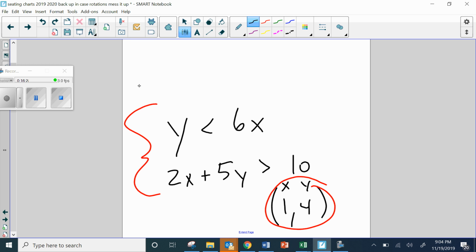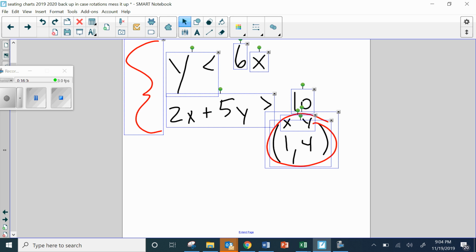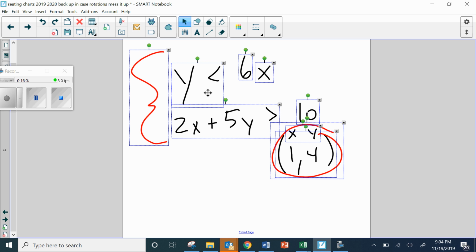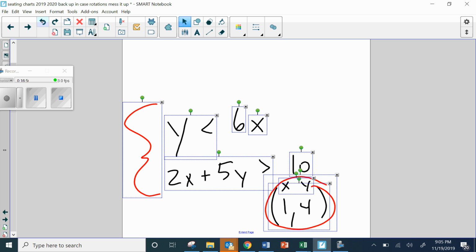Go to 1.5. So I just need to plug in these x and y values and see if they make the solution true. And if it makes both equations true, and again, it has to be both equations, not just one, then I'm going to go ahead and say, yes, it is a solution. Oh, I didn't mean to do that. Let's redo it.